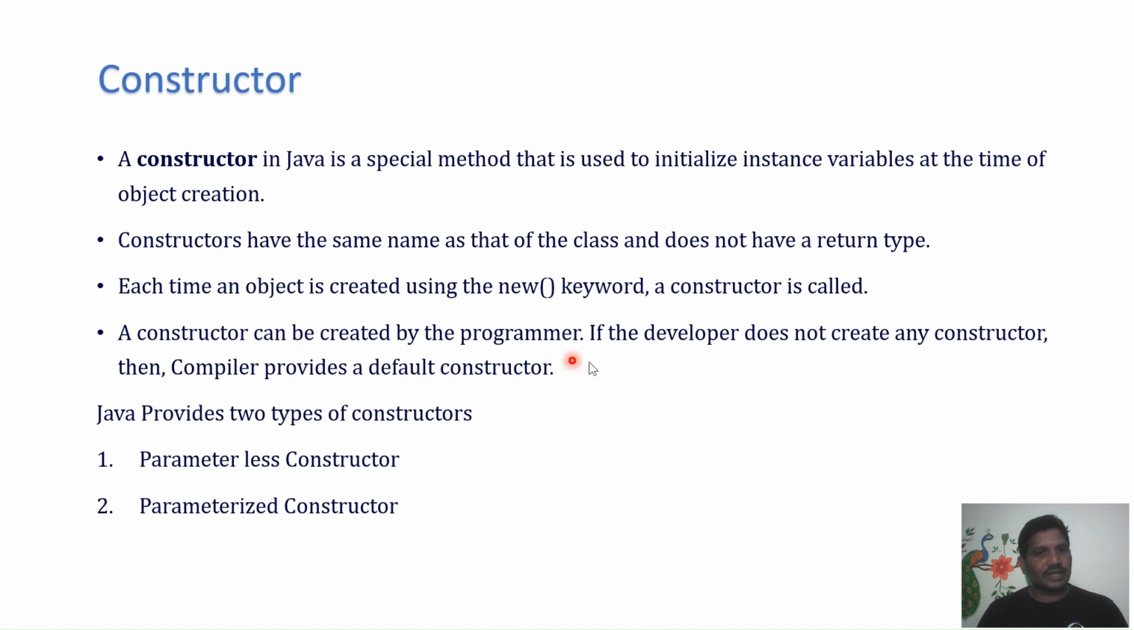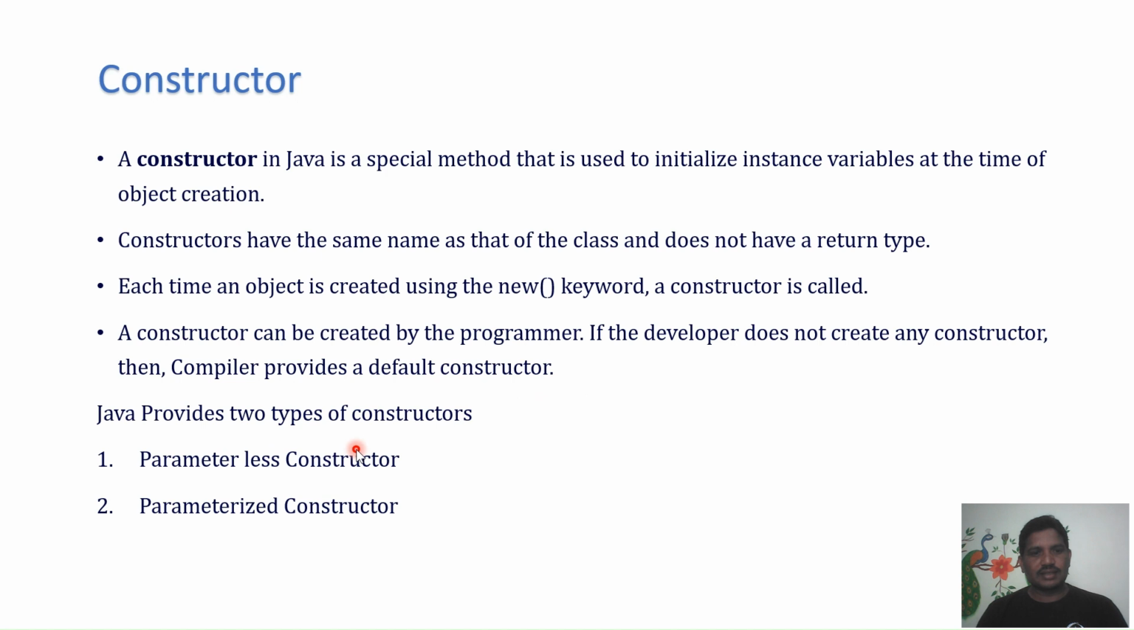A constructor can be created by the programmer. If the developer or programmer doesn't create any constructor, then the compiler provides a default constructor. Even if you are not using any type of constructor in your application, the compiler will provide a default constructor.